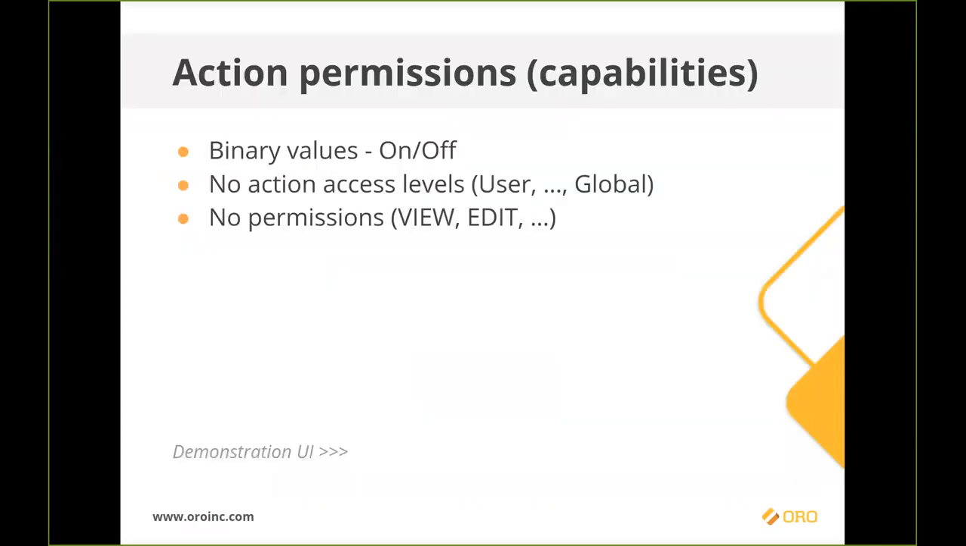So this is all about the entity. The second part is the action permissions. So if there is an action I would like to restrict somehow, and it's not connected to entity, like copying the address or sending an email, this is how we create the capabilities.